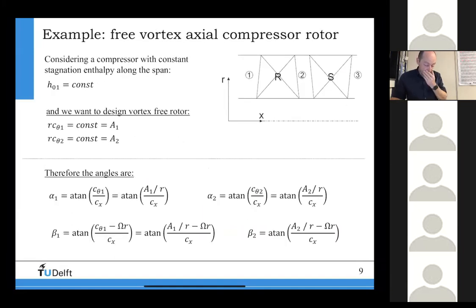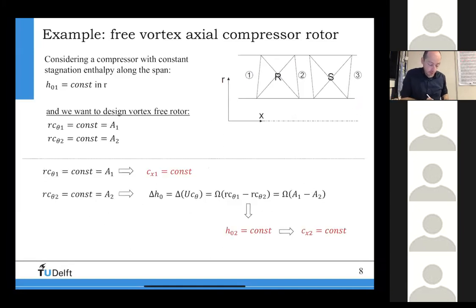But now if you want to design a machine, you know that at the inlet you have a certain distribution of C theta. Maybe C theta is 0 because the flow at the inlet of the compressor stage is purely axial, right? But at the outlet, you have a distribution of C theta, and that distribution of C theta is now a function of these quantities here.